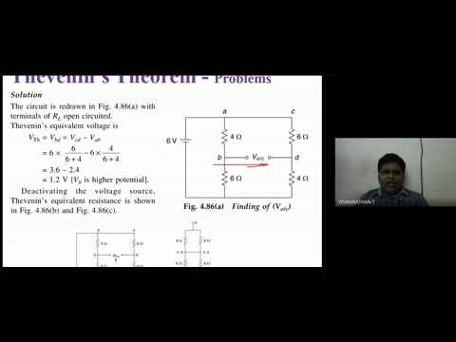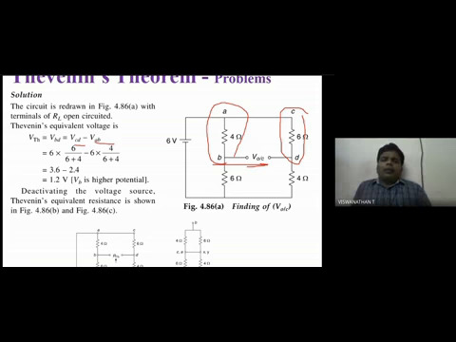I need to find VBD. VBD is nothing but VCD minus VAB, because they are connected in parallel. But when you are making the open circuit, they become series. So after the class, you may go through this PPT, you get some idea.